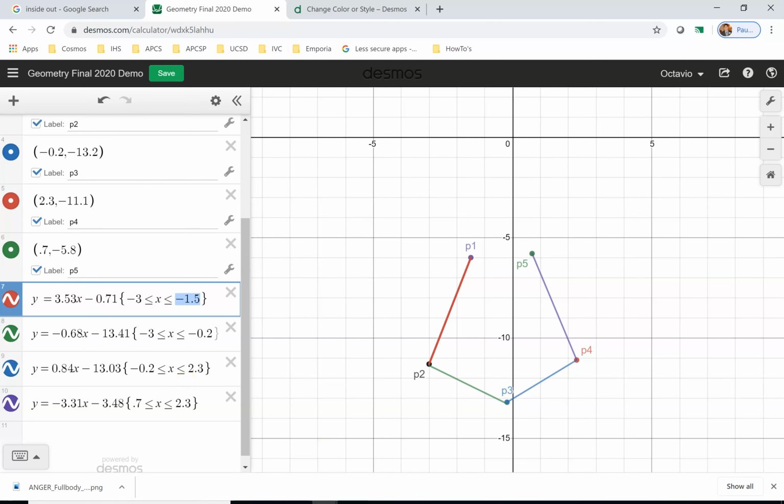And so hopefully this is helping you with your lines. The domain tells the line where to start and stop. You want it to start at negative 3, go no further than negative 1.5. And the slope tells you how steep your line is supposed to be. By the way, one more thing to note here is this is a positive slope. That means that my line goes up to the right. So it's pointing up and to the right.